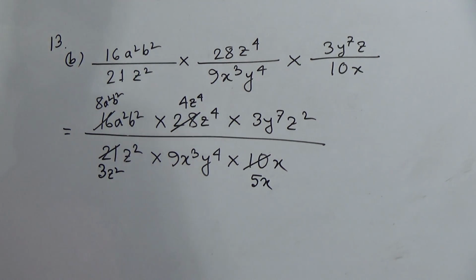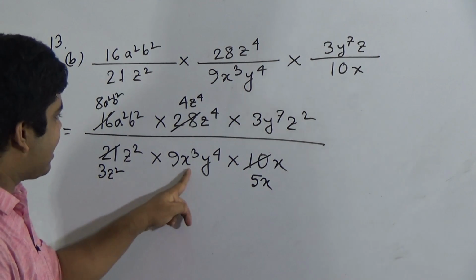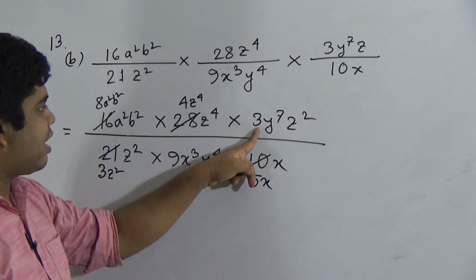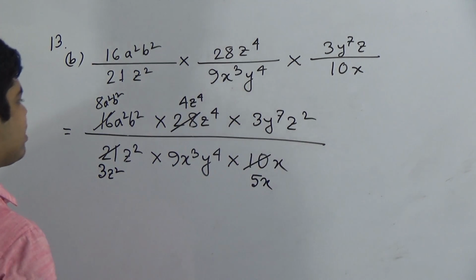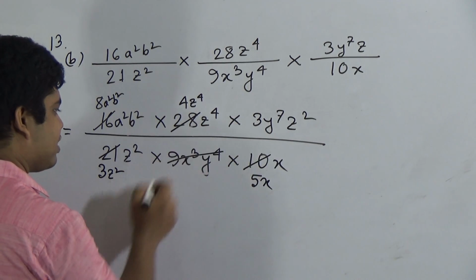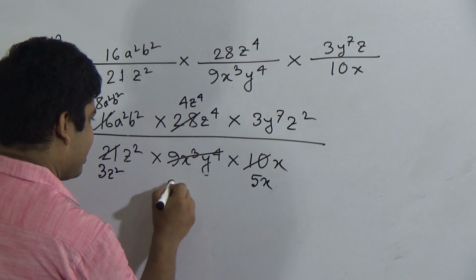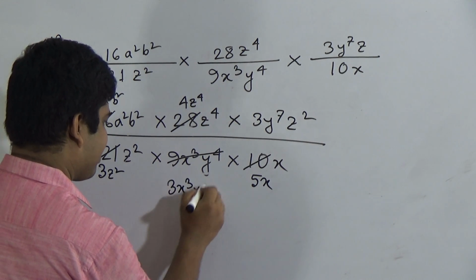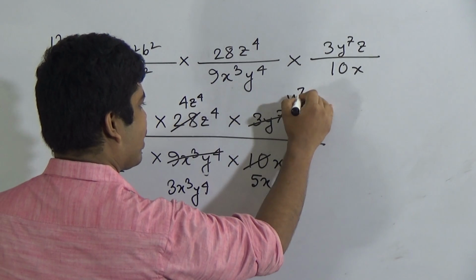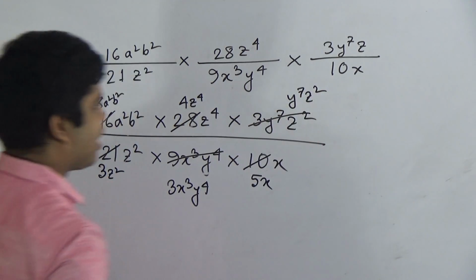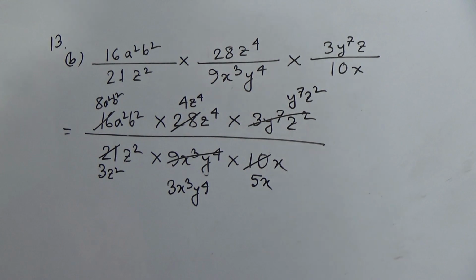Okay my dear students, now please notice here 3x cube y to the power 4 and here 3y to the power 7 z square. Both numbers are cut by the number 3. So if we cut this number by 3, then we get x cube y to the power 4. If we cut this number by 3, then we get y to the power 7 z square. I hope you have understood. Now my dear students, we do multiplication.